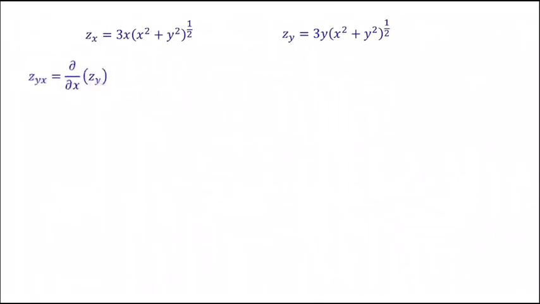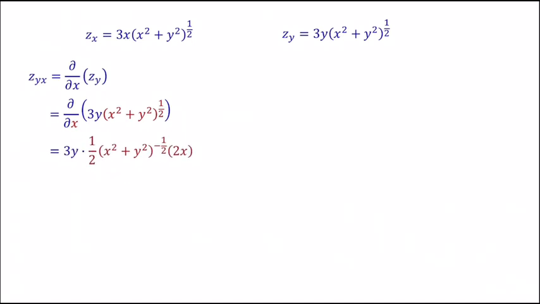Z sub yx equals the derivative of z sub y with respect to x. We only differentiate the red color part because 3y is a constant, so we just rewrite 3y. Then simplify to get the answer.